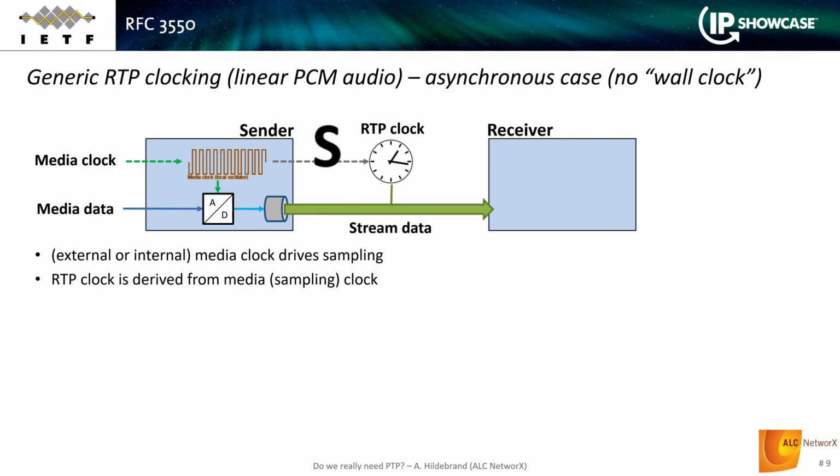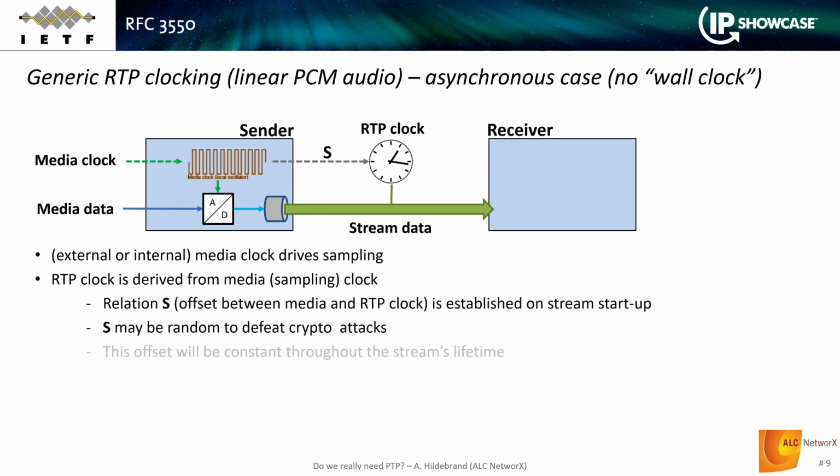Next, you need to know that in RFC 3550, the relationship of the RTP stream clock and the related media clock may have a random offset. That's for the reason of making crypto attacks on secured streams harder. I don't want to dive into this. It's just that the standard calls for the ability to have a random offset in the media clock values.